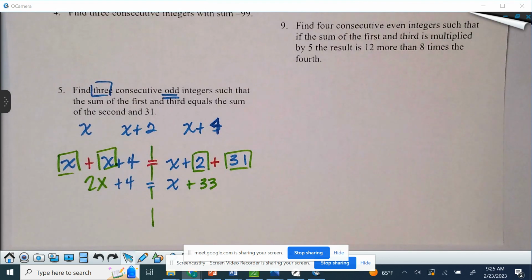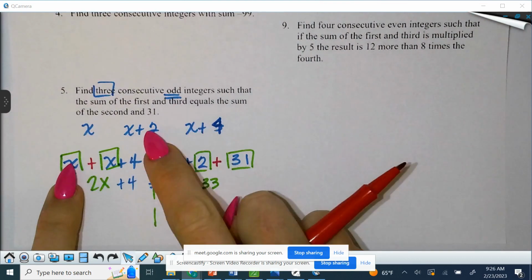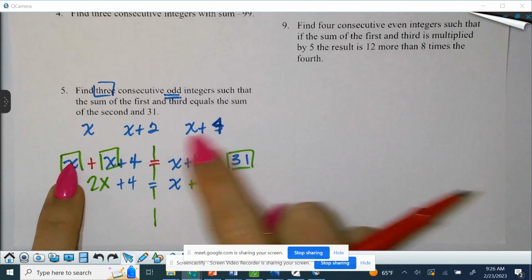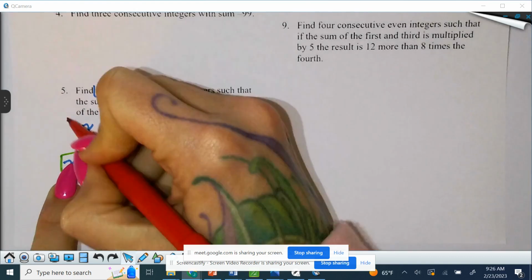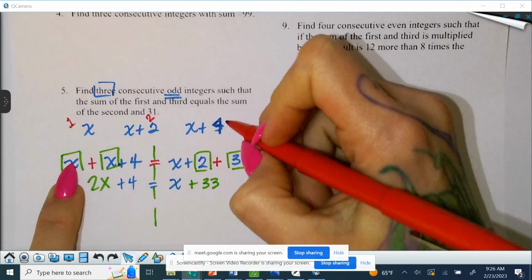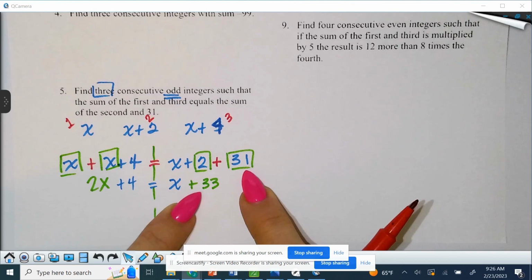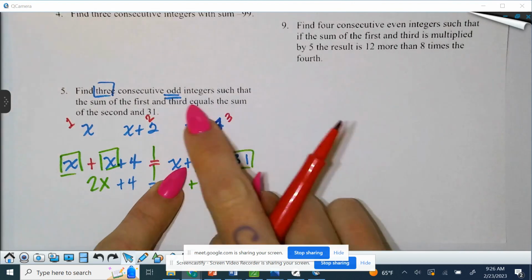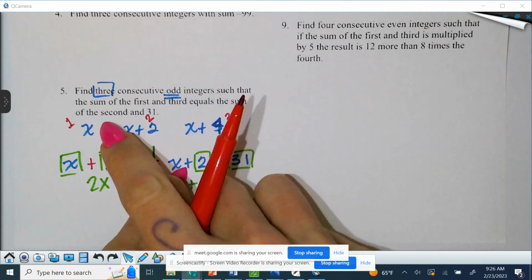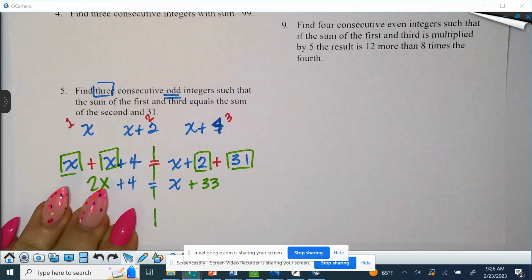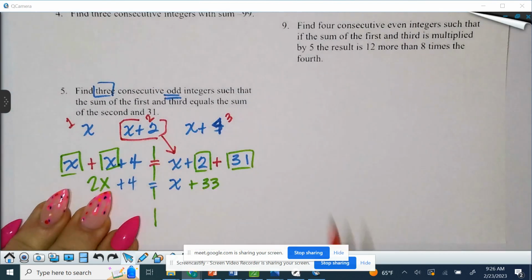So this is the first term, because it says sum of the first and the third, which is this one. Because this is number 1, the first number. Like if we did 5, this is the second number. That would be 7, and this number would be 9. So that's the third number. Because that's the second number. So equals, so then we got to the equal part, the sum of the second term, which is this one, plus 31.